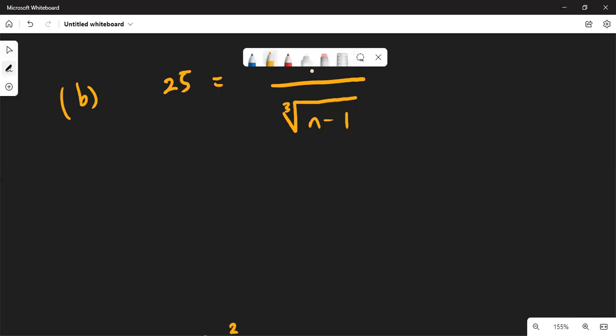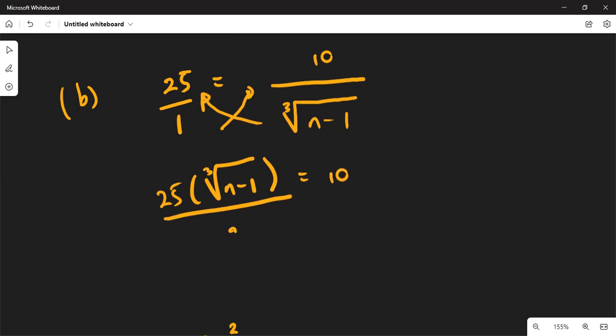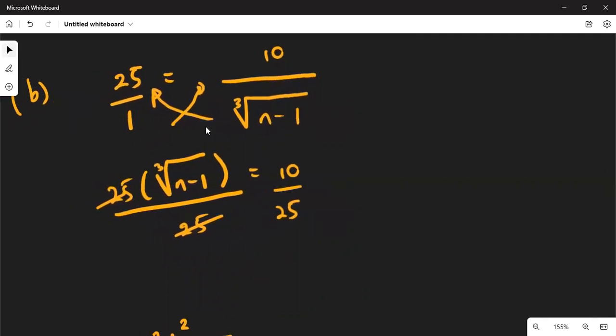Okay, so anyways, how are you going to apply our equations? We can just cross multiply to transpose. Multiply this side, so it's going to be 25 times the cube root of n minus 1, which is equivalent to 10. So we can divide by 25 here. That means this can cancel, and we will be left with the cube root of n minus 1. Let me just put it aside here.